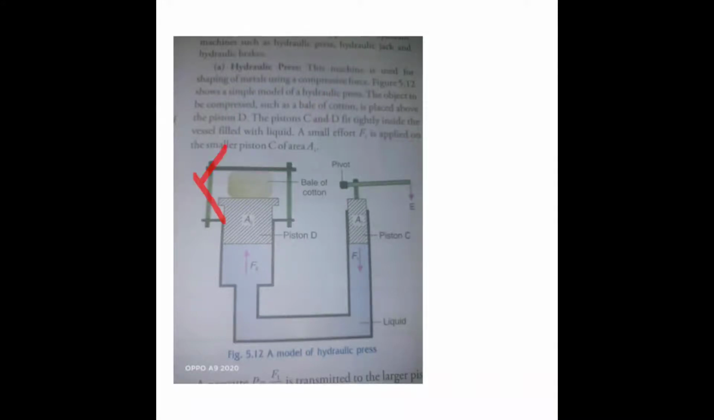In the same way, when a small force is applied at one end, a large force is produced at the other end. That means F1 by A1 equals F2 by A2. When we cross multiply, we get F2 equals A2 into F1 by A1. So how much force is it producing here? It is A2 into F1 by A1.